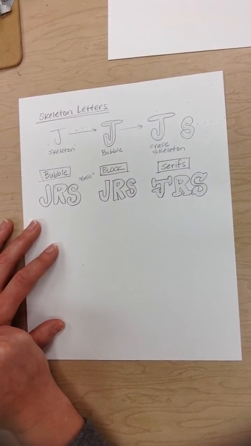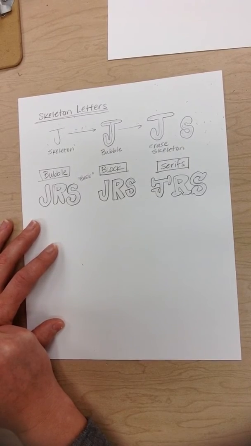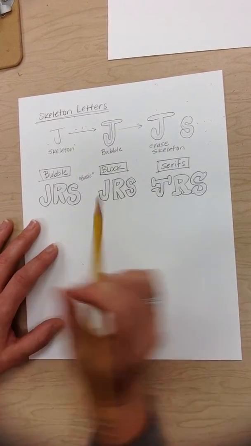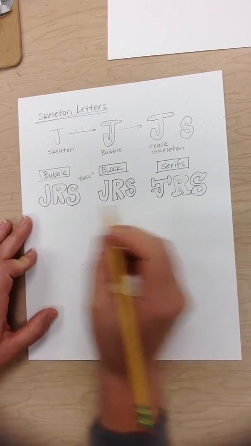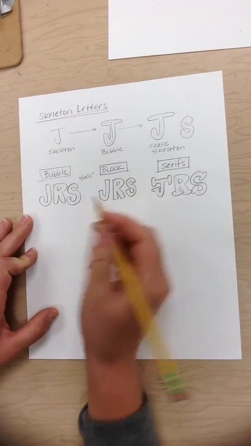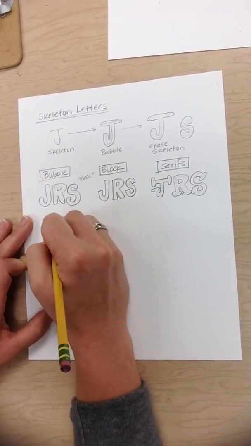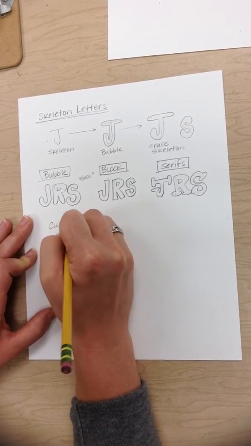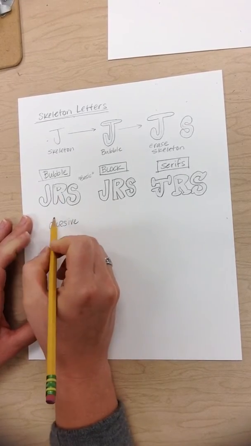Okay, so let's make it a little more complicated. We're going to try some cursive. Now if you're not very good at cursive, do your best or do some kind of loopy handwriting. It doesn't have to connect. It can just be kind of loopy. I'll show you what I mean here.